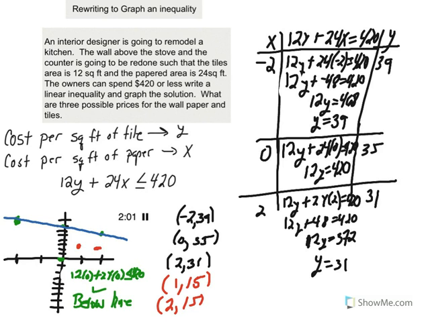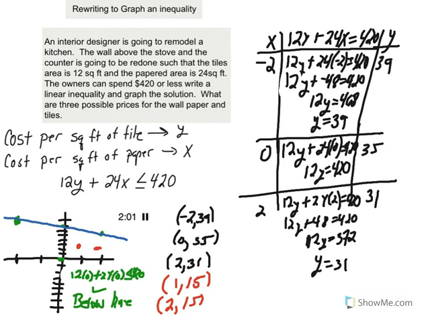Okay, so we plotted the points -2, 39, 0, 35, and 2, 31, and drew a solid line to represent the solution to the inequality. We know we're going to shade below the line because if we choose a test point as 0, 0, which is the easiest point to choose, we can see that 0 is less than or equal to 420.